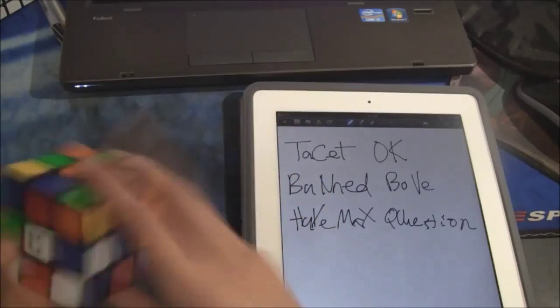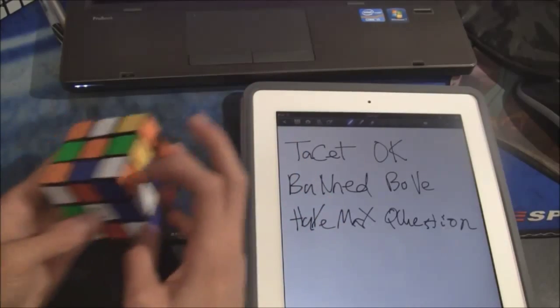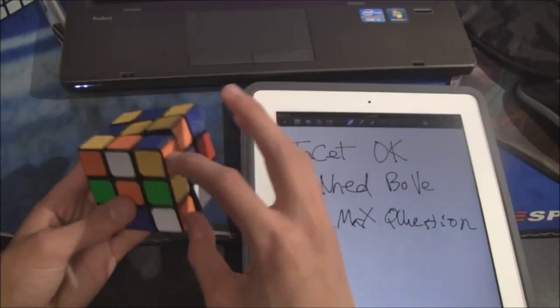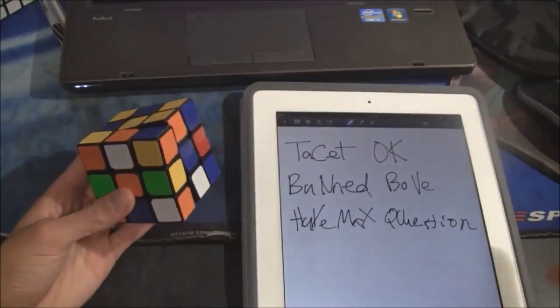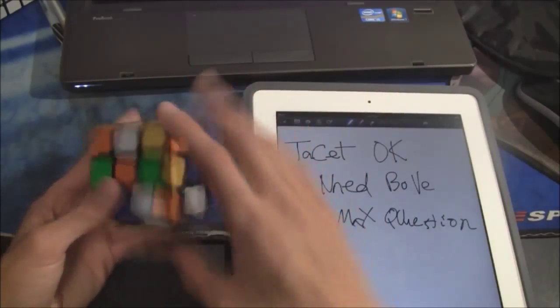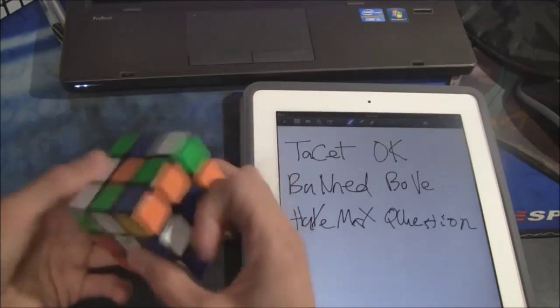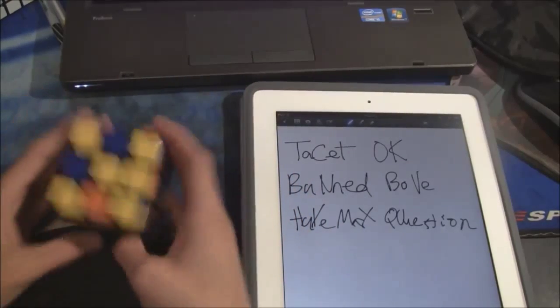Since I know that when the two common colors are facing both the same way rather than opposite, then I can do that algorithm, which is an anti-soon and a lefty anti-soon.